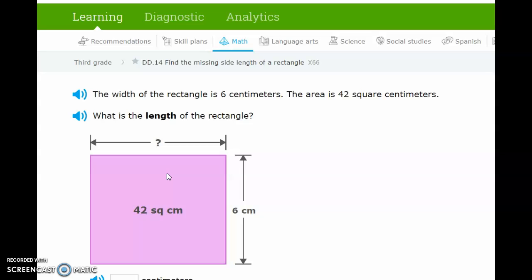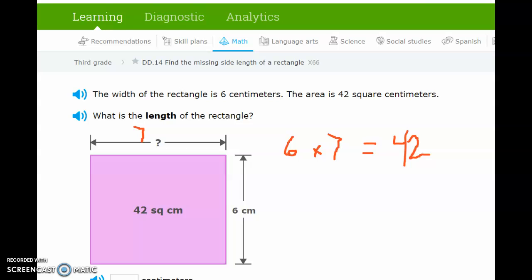We sure could. So let me write a math problem. 6 times what number equals 42? And after you have done your multiples of 6, or if you know it automatically, you would write down 6 times 7. 6 times 7 is 42. That's how long this rectangle is.